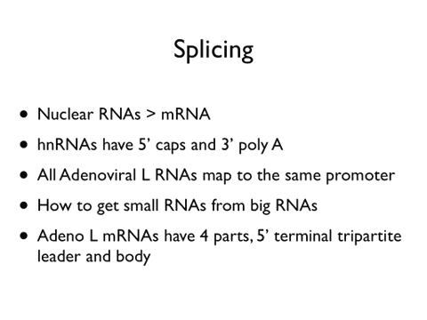In fact, in adenovirus, all of the late messenger RNAs map to the same promoter. That is, there's only a single messenger RNA made, and it encodes about 6, if I remember correctly, different virus proteins, most of which are structural in nature. So how do you get small RNAs from big RNAs? And that's by splicing. So all of the adenovirus late RNAs have 4 parts. They have a common 5' terminal tripartite leader and a body. And the body is what specifies the gene product that's made.